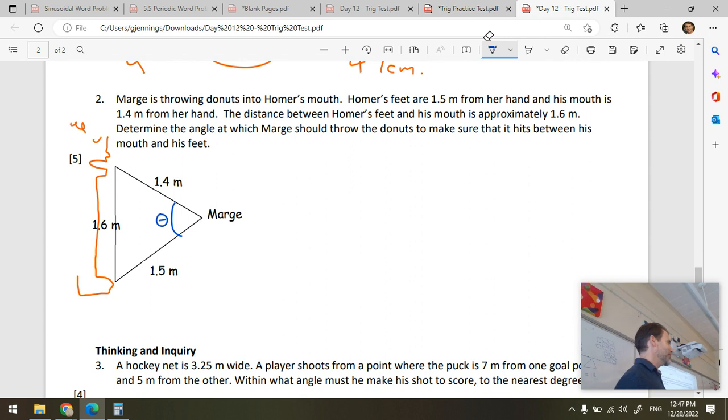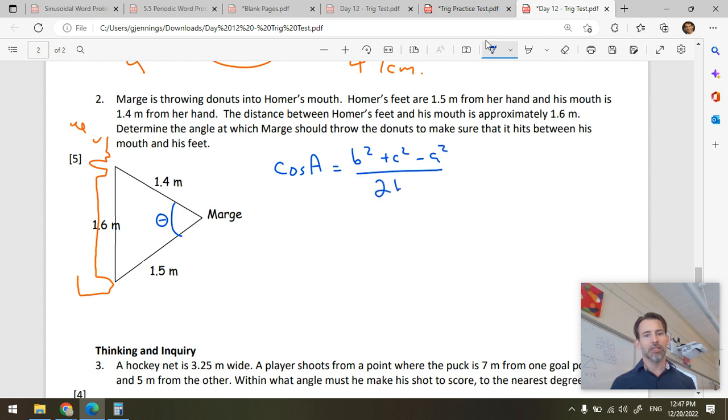I don't have a hot dog of information. I don't have any right angles. I need to use cosine law. Okay, so I use this rearrangement of cosine law. Cosine of A is equal to B squared plus C squared minus A squared, all over 2BC.